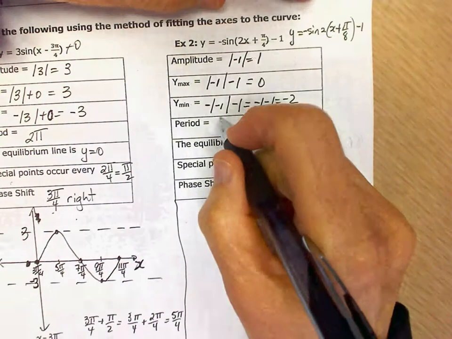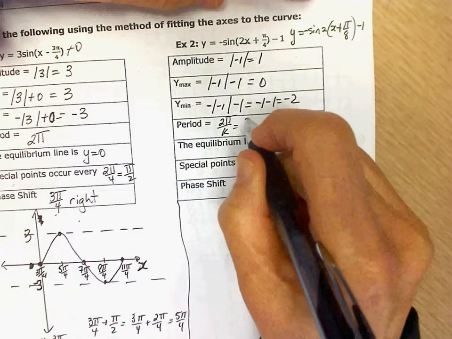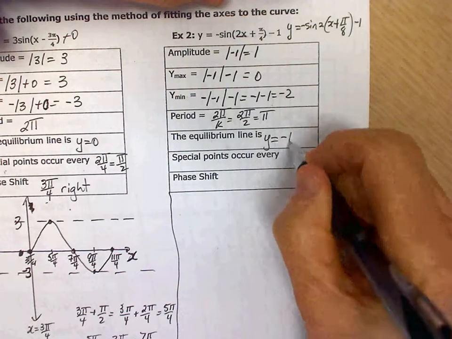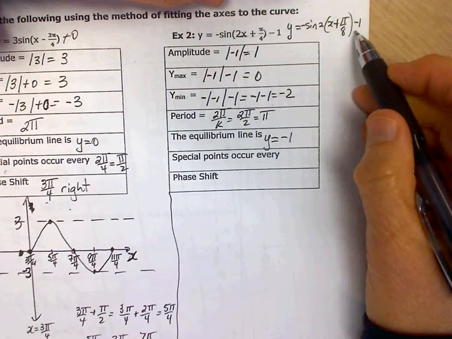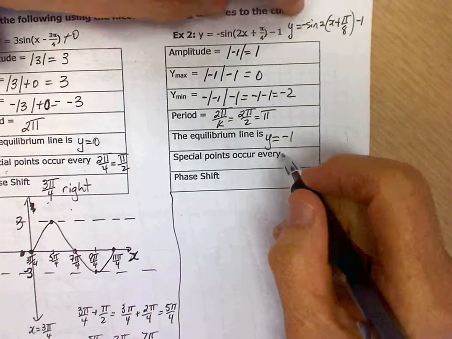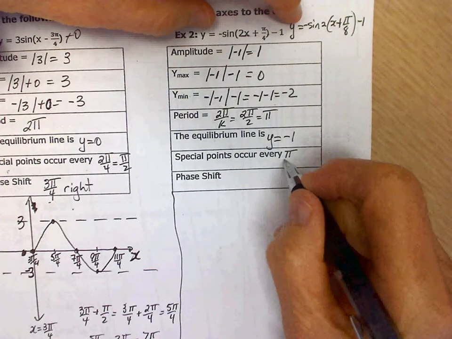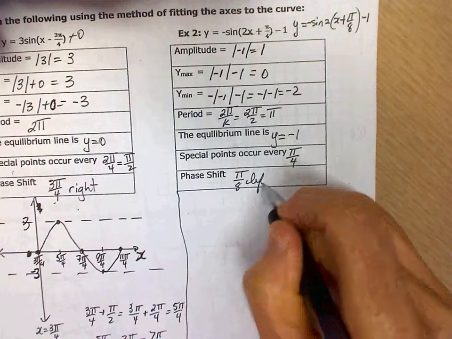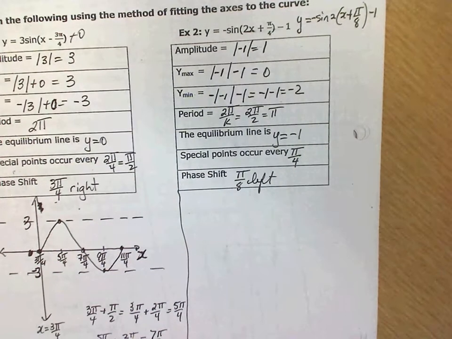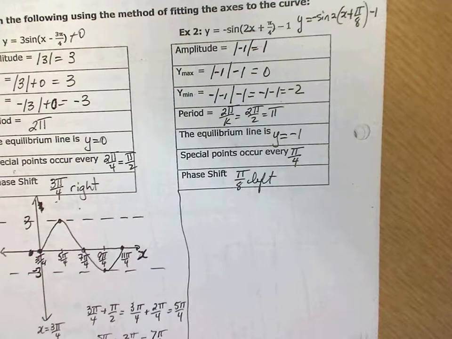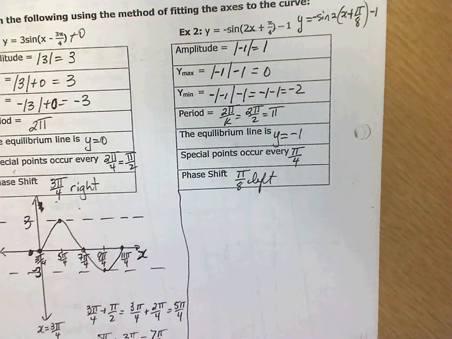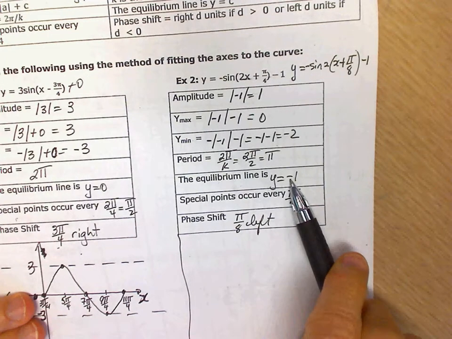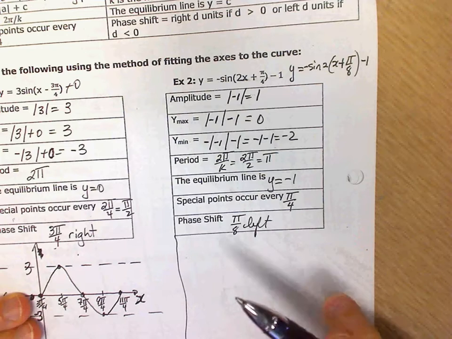Period is 2 pi divided by k. So this is 2 pi over 2 equals pi. Equilibrium line is y equals minus 1. We get it from our c value. Special points occur every period divided by 4. And our phase shift is pi by 8 to the left, right? Because that's a positive. The vertical translation we get from our equilibrium line. Phase shift is not up and down, it's left and right.